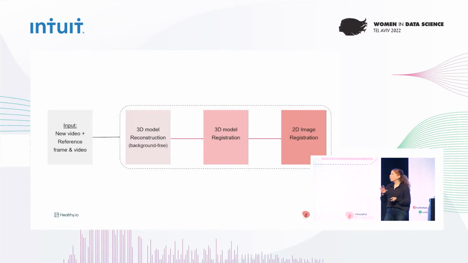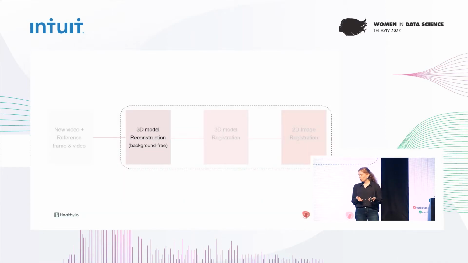Okay, so this is the overall pipeline that we use in order to create the timeline, and it consists of 3 main stages. The first one is to create the 3D models. The second one is to align them one to the other. And the last one is to go back to the 2D images, choose a new image to add to our timeline, and align it to all other images that we already have in our timeline. So let's start with the first step. Our first step is to reconstruct our 3D model using the video we get from the nurse. And as I said before, the background is changing between different visits, so we want to create a background-free model, so we will be able to align them one to the other.